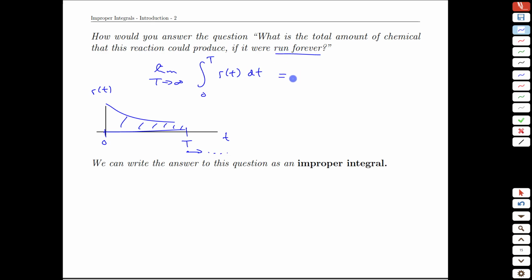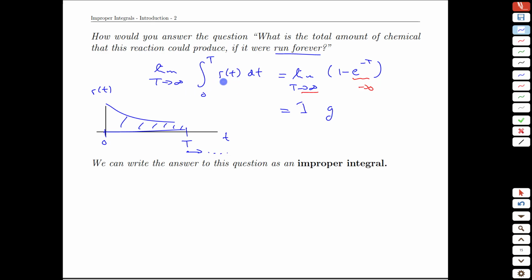And in fact, what we do here then is take what we computed on the last page, which was 1 minus e to the minus capital T, and we would say as the large T, which is up here, heads towards infinity, this whole expression here heads towards 0, and we'd end up with 1 gram of total product.